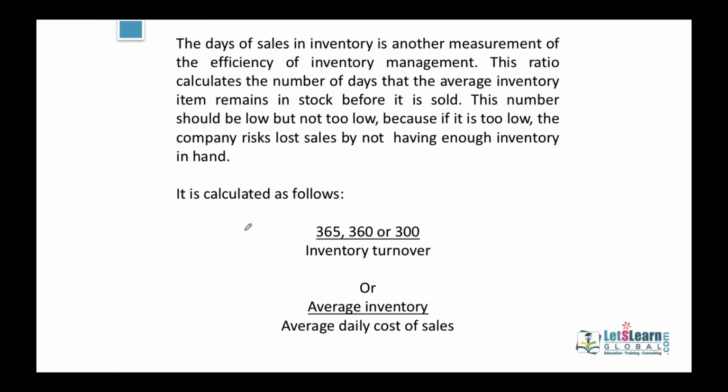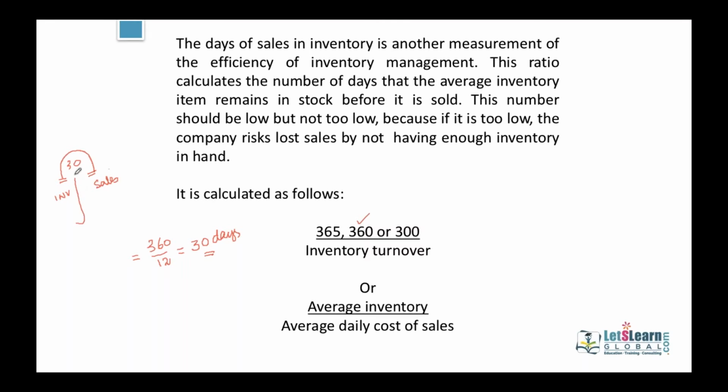Say, for example, we are considering 360. So 360 divided by 12, the previous calculation answer, the inventory turnover. Now you should express this answer in days. It means your inventory is sold in 30 days time. So inventory is becoming sales in 30 days time.